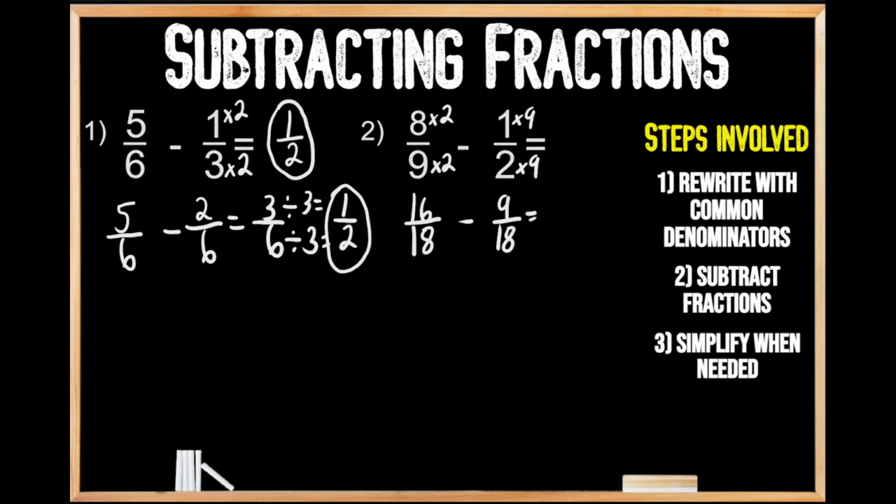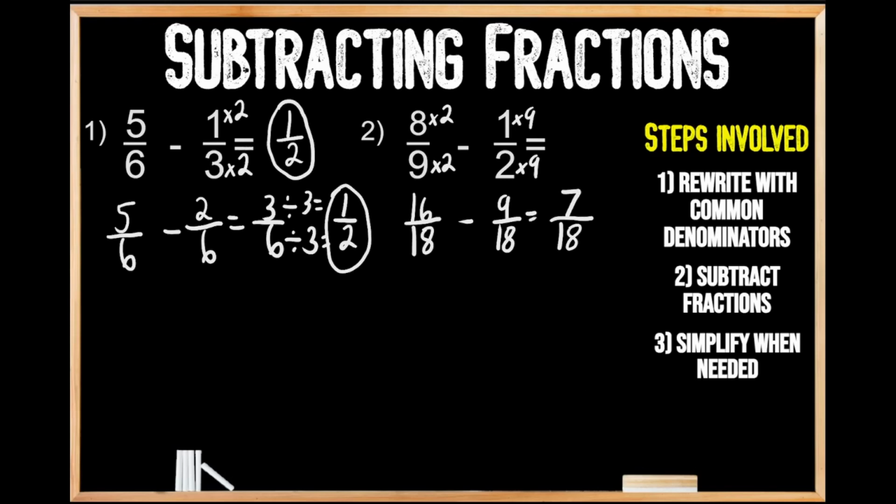Now we're ready to subtract these fractions. Just like with the first problem, the denominator's value is not going to change in the answer. It's still going to be in 18ths, but we are going to subtract the numerators. And when we subtract 9 from 16, we're left with 7 for 7/18.